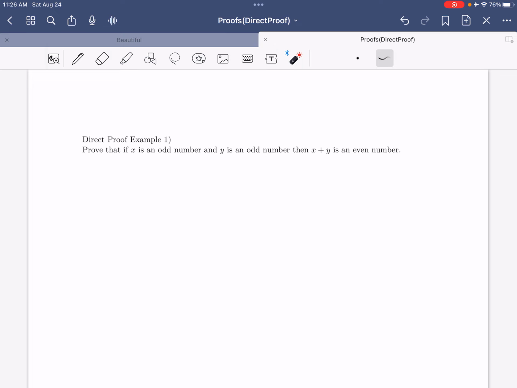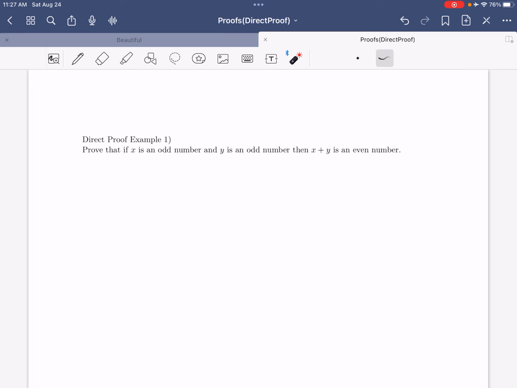We're going to prove that if x is an odd number and y is an odd number, then x plus y is an even number. Now, if we think about that statement, we can confirm it in a couple basic cases. We can pick an odd number like 3, and another odd number like 11. 3 plus 11 is 14, and that is an even number. That's a confirmation of this statement.